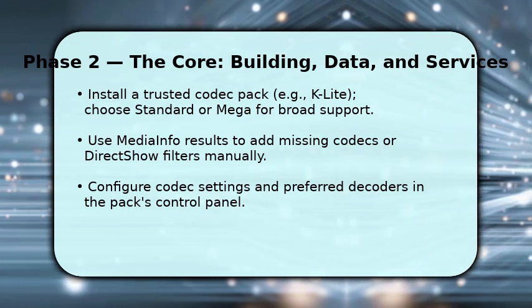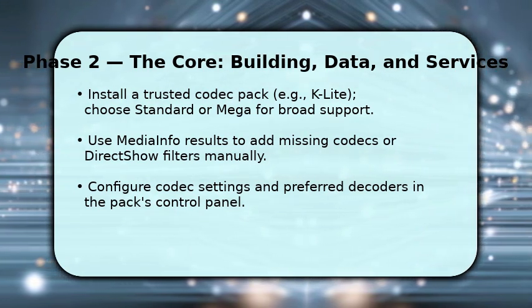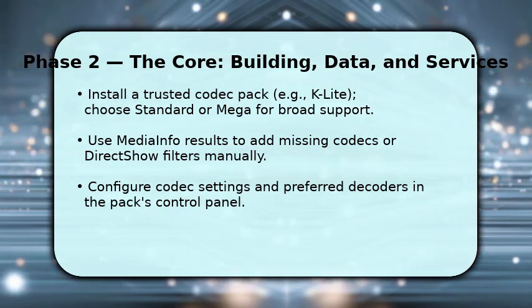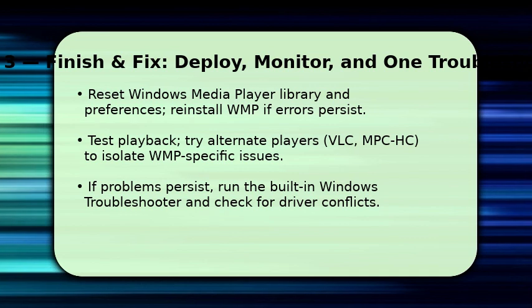Make sure to close Windows Media Player before changing codec configuration, and reboot after installation so the codecs register properly. Finish by resetting Windows Media Player's library and preferences to clear corrupt entries. If errors remain, reinstall the WMP feature from Windows Features. Then test the same file.